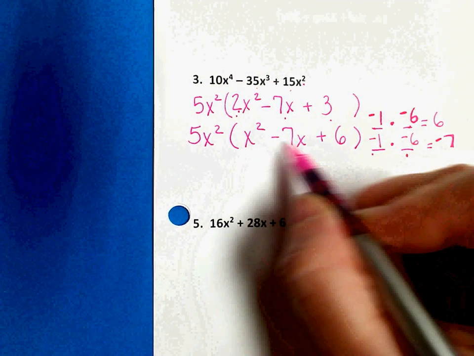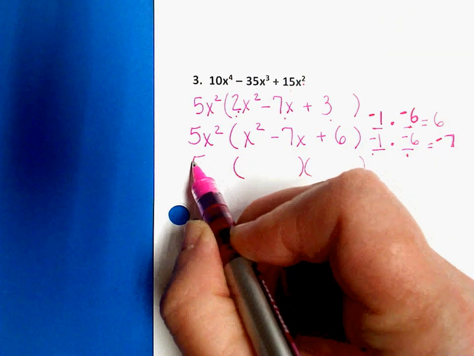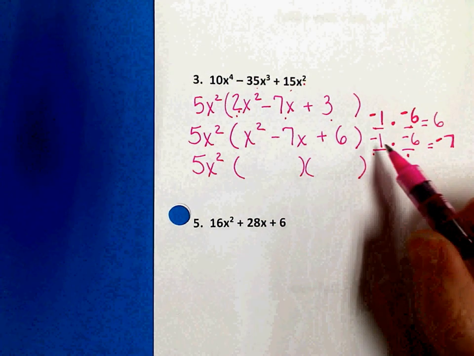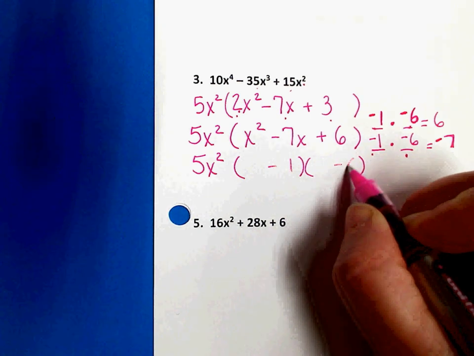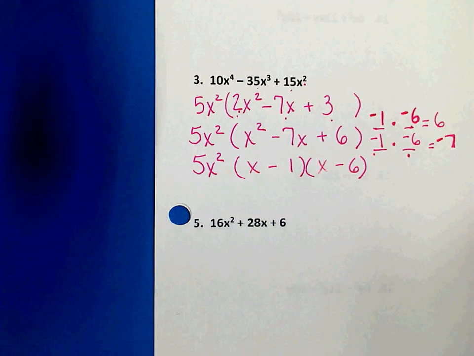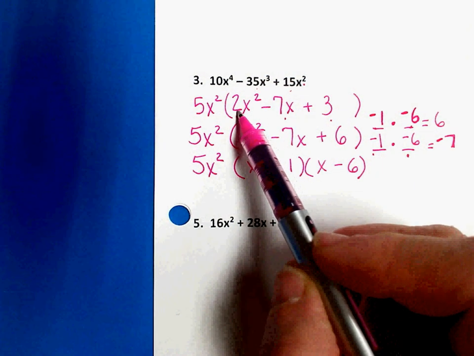So I'm going to put this into 2 sets of parentheses. I'm going to keep my 5x squared out here. And inside these parentheses, I know that negative 1 and negative 6 are the factors I'll use. My x squared is x times x. Now I just need to put my bottom number of 2 back.